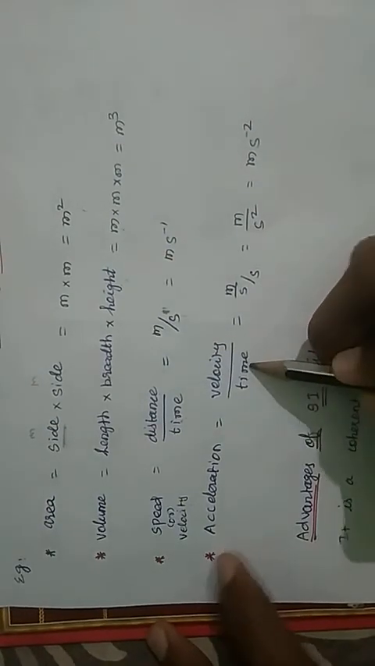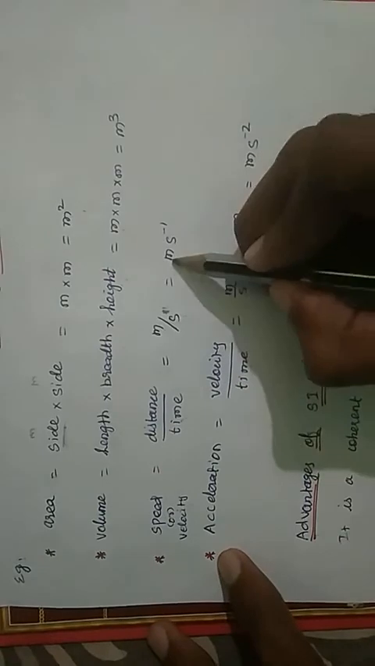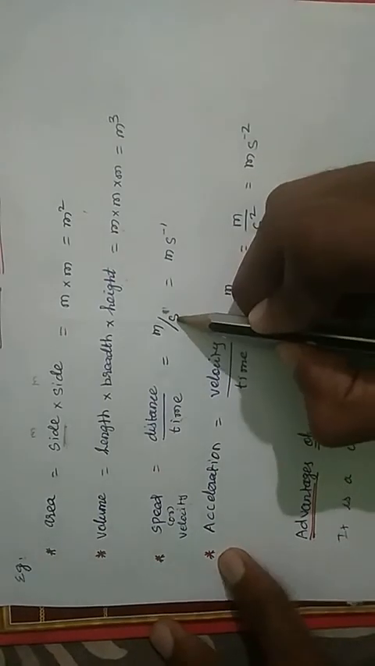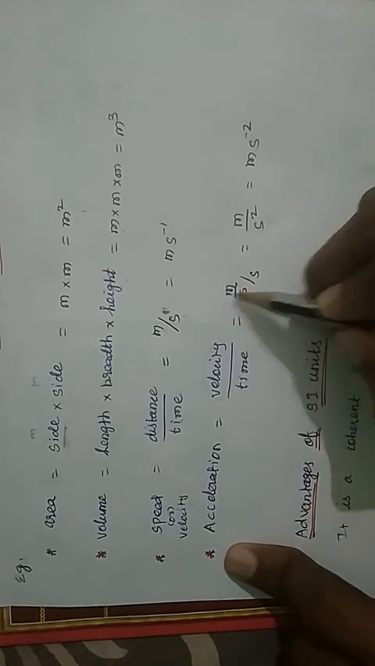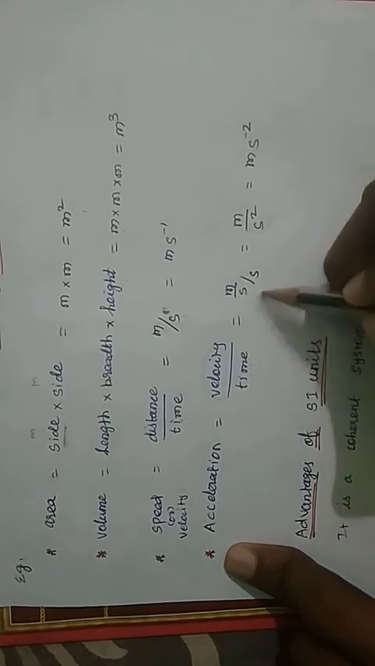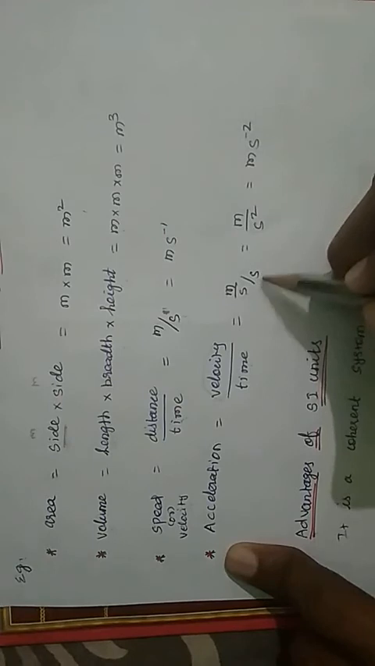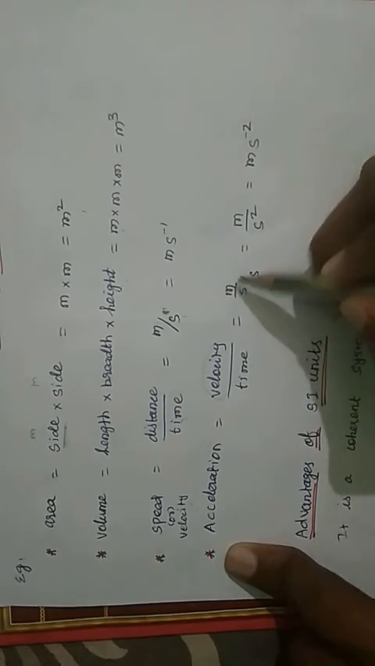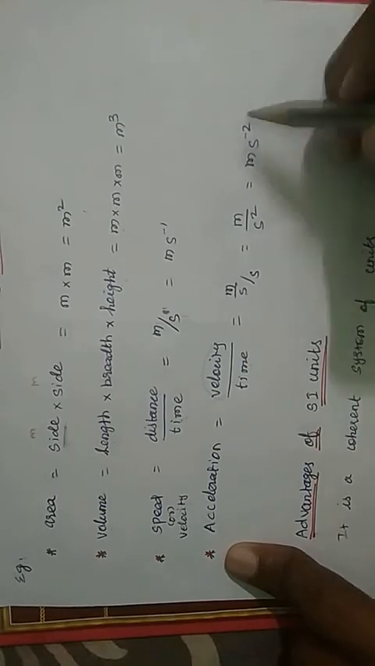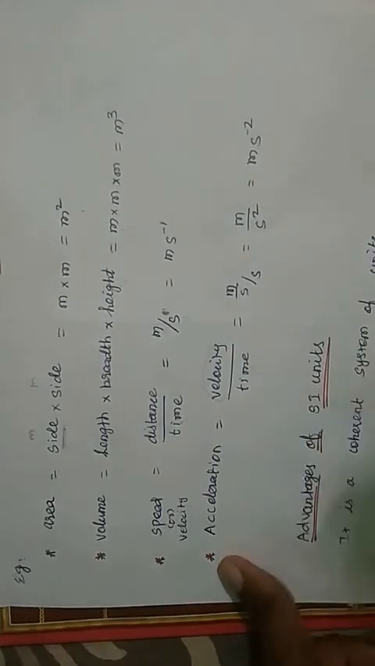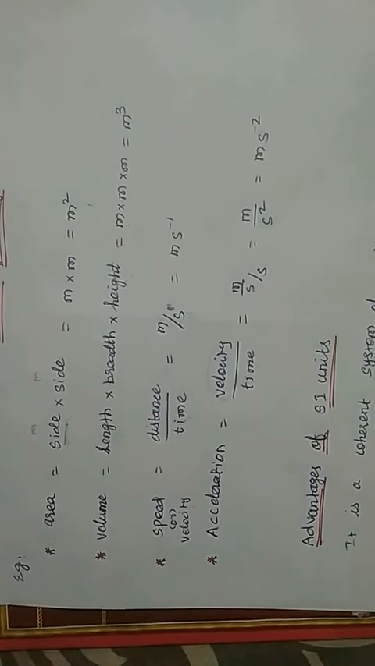Acceleration means what? Velocity by time. What is the unit for velocity? Meter per second. Meter per second divided by time, and time can be represented as second. So it can be represented as m divided by s square, or meter per second square, for the acceleration. Like this, you can write units for some other physical quantities.